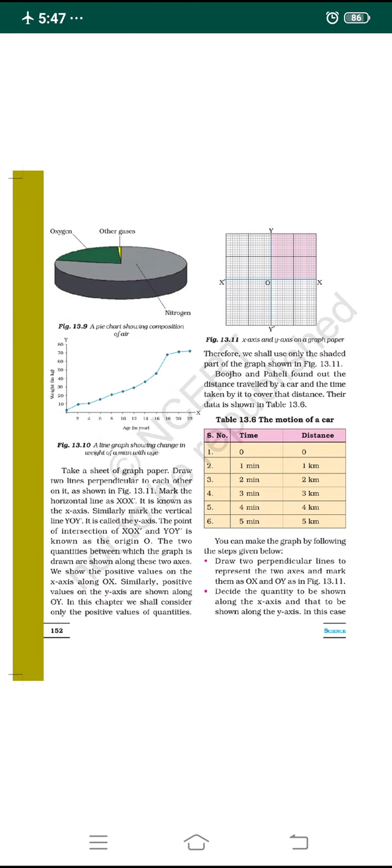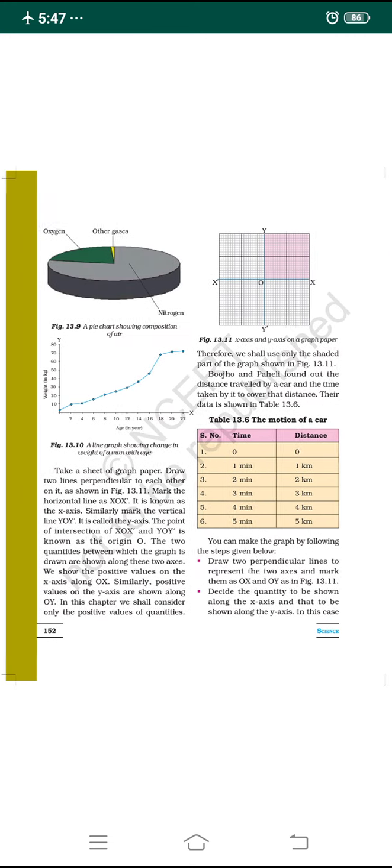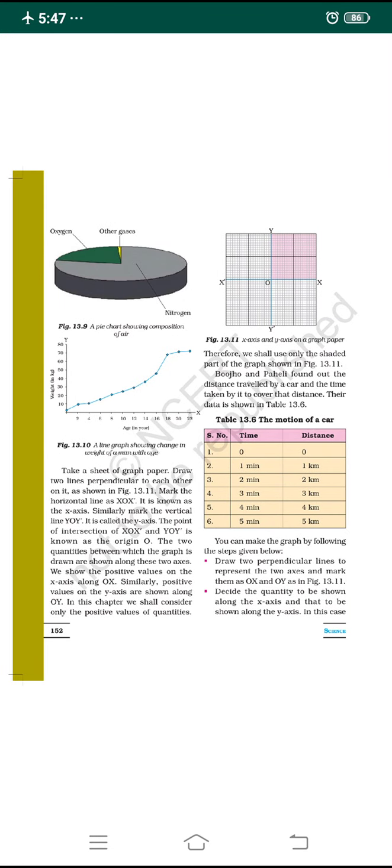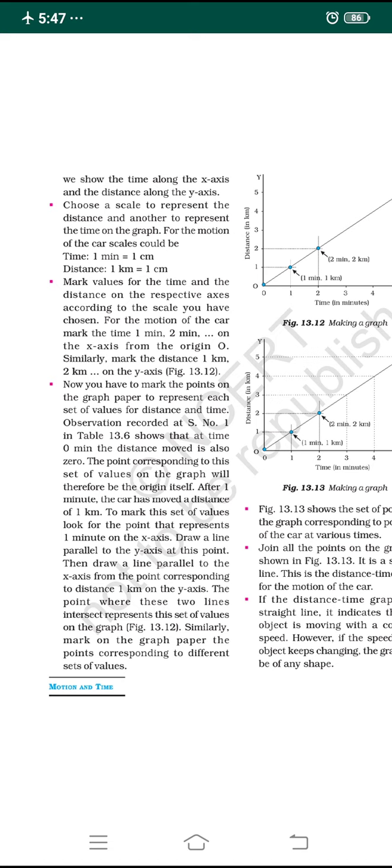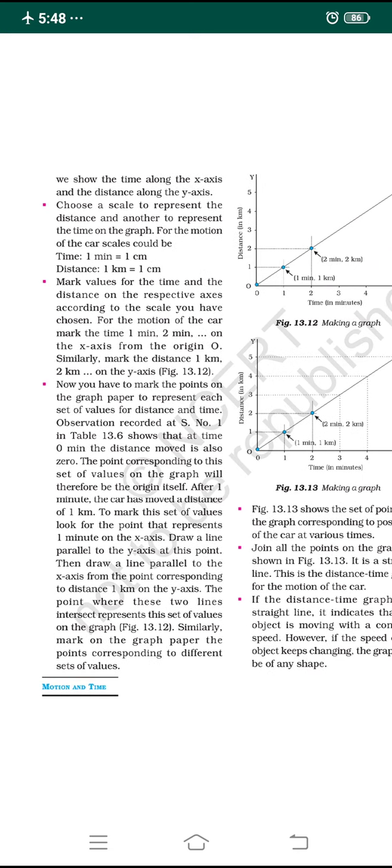Dear students, in the previous class I was explaining about the line graph, how to represent the given information on a graph sheet of paper. Previously I was explaining how to mark the points along the x-axis and along the y-axis on a graph sheet of paper. So till then we have explained how to mark the points on the graph paper to represent each set of values for the distance as well as time. And whatever observations have been recorded in serial number 1 to 6 in table 13.6 show the time taken to cover the distance. So we have to represent all those values.